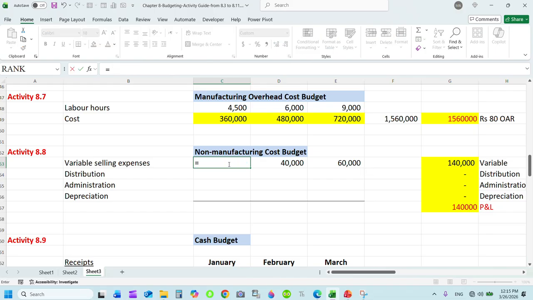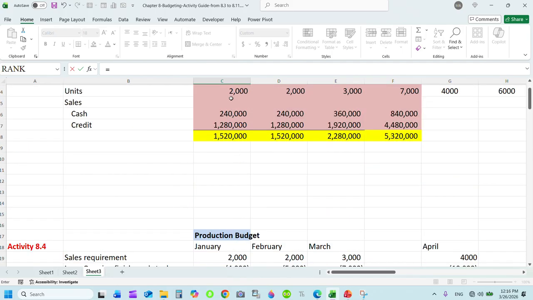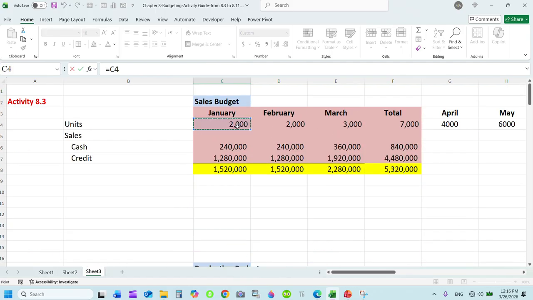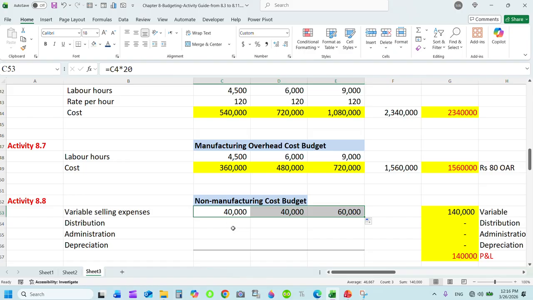How I computed it: I directly linked to the units multiplied by 20 rupee, then I dragged it to the rest of the part. If you do it manually, you should multiply them separately and add it here. Okay, this is variable selling expenses. You know these come to P&L as expenses.